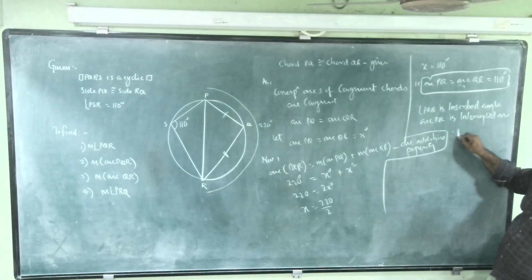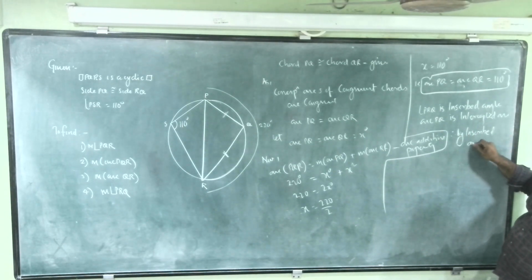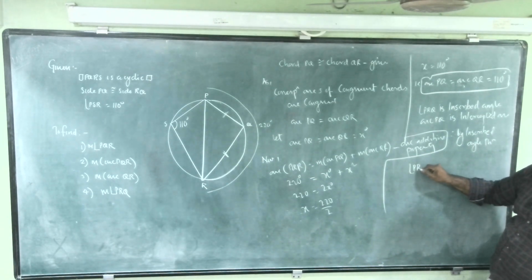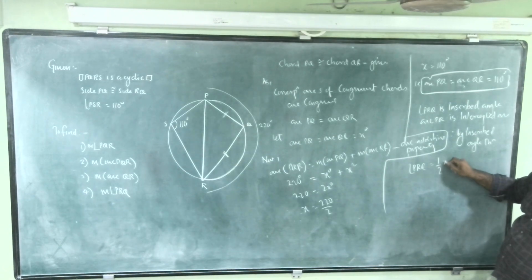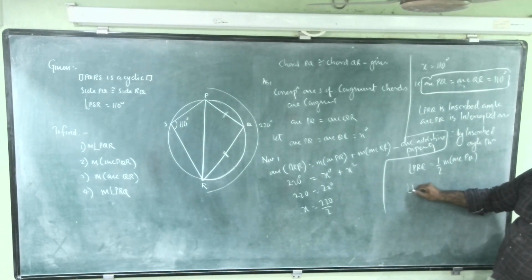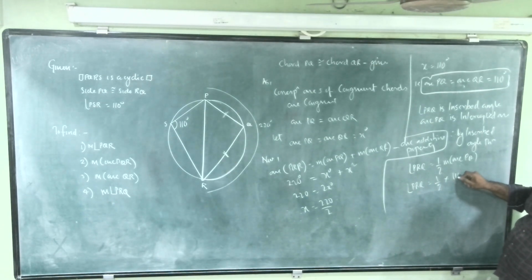Therefore, by which theorem? By inscribed angle theorem, angle PRQ is half the measure of arc PQ. So angle PRQ will be equal to half of 100.